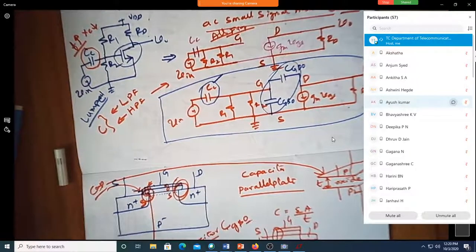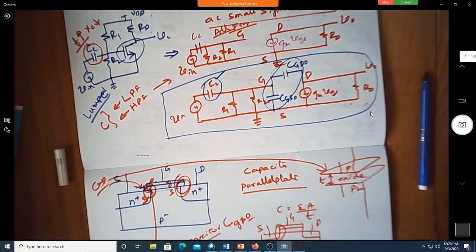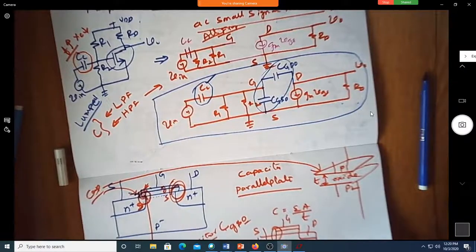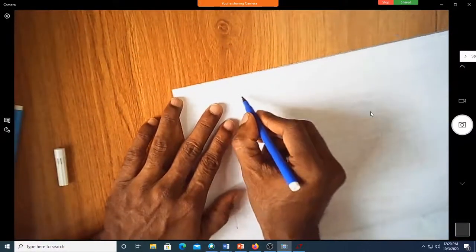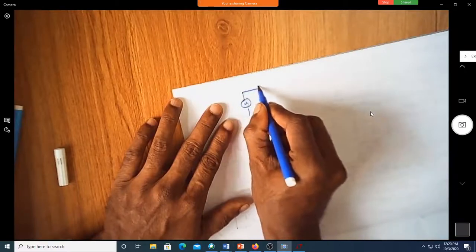Let us try to solve for these two, CGSO and CGDO. Okay, let us try to understand what is the use of Miller's theorem. So we know that we have this circuit now. So we have the small signal model, which is something like this.